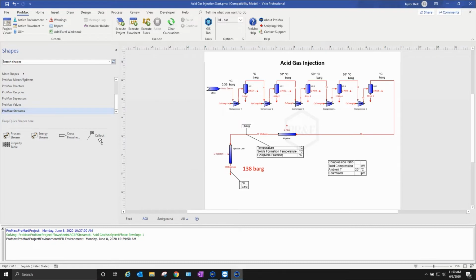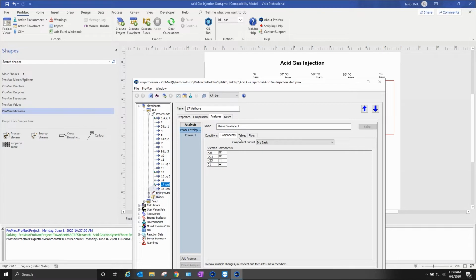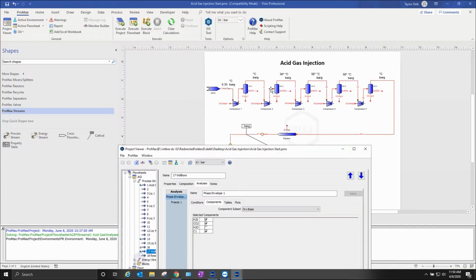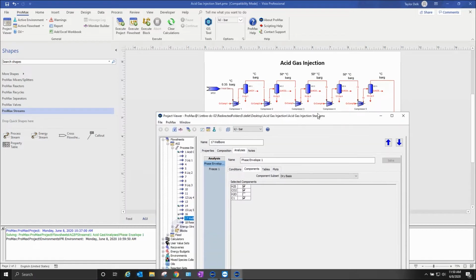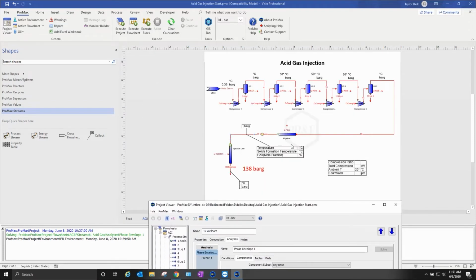Our environment here is predefined, so we won't have to mess with that. Our phase envelopes are going to be on a dry basis. The reason for that is that we're not super concerned about when that water starts to drop out. We know it's going to be dropping out throughout the whole system. What we're really concerned about is when that first drop of acid gas starts to condense. We don't want that to be happening until we get down to the injection line. And when that does happen, it's actually going to help us.